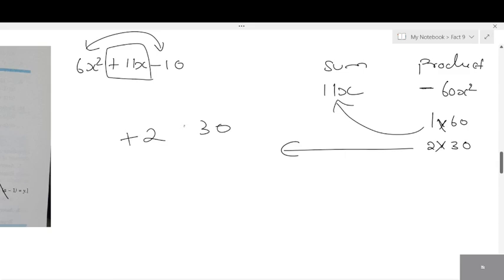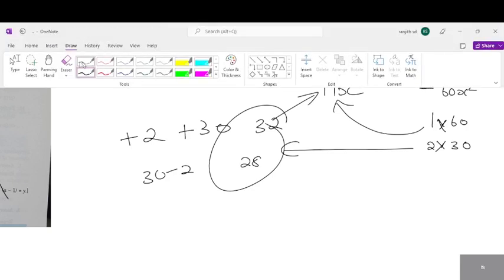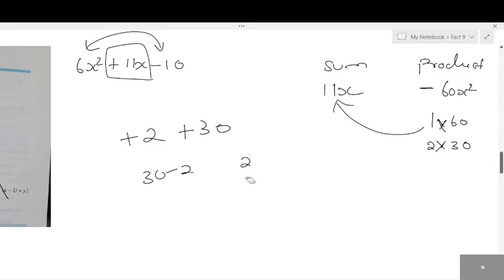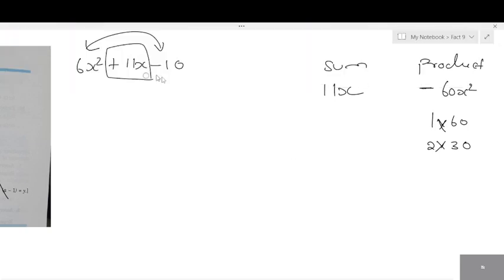If I put both plus, what are we getting? If you add both, what are we getting? If I subtract, what is 30 minus 2? 28. Are these numbers close to 11? I mean, are they 11? No. So you can't take that combination. As long as you get this combination, you have to keep finding the factors.